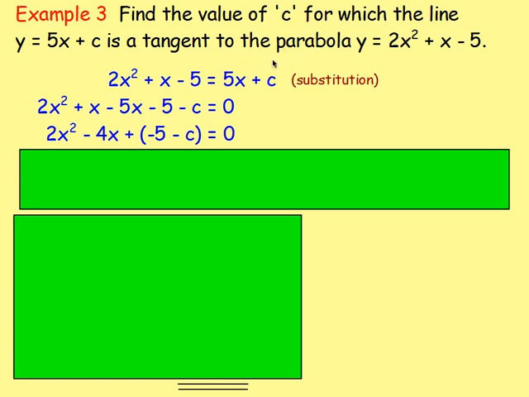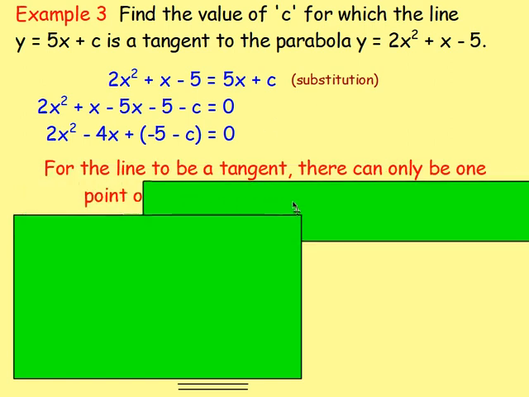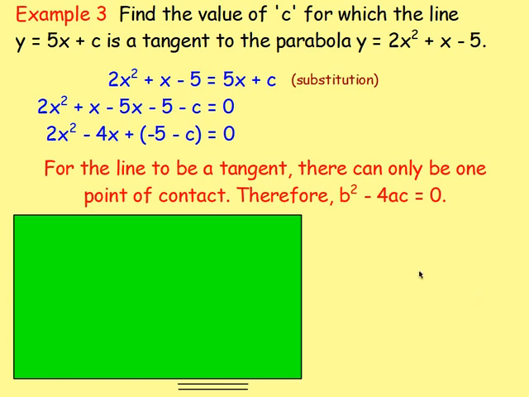Find the value for c for which the line is a tangent. Well, how would you know that? Well, that is when you're wanting to use the discriminant. So for the line to be a tangent, there can be only one point of contact. So to find that, you would say that b squared minus 4ac must equal 0.